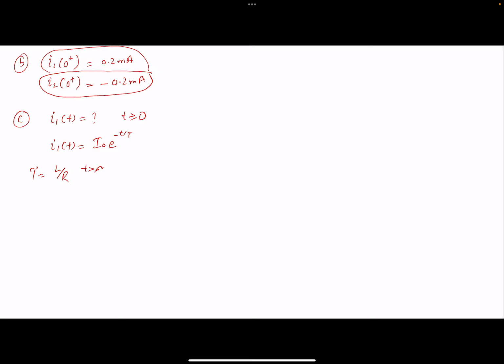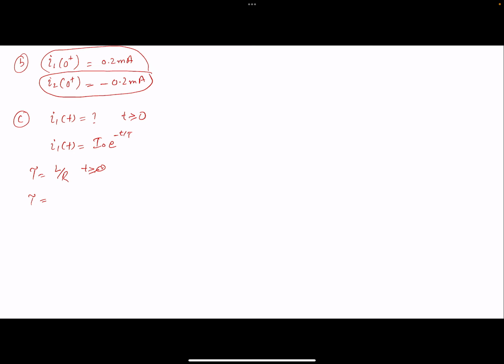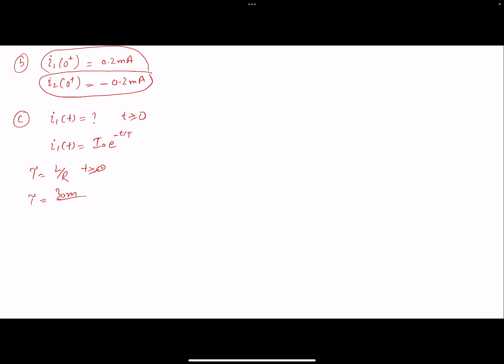For t greater than or equal to 0, the portion of the circuit is this: a resistor, another resistor, and here's an inductor. So we have 15K, 15K, and 30 millihenry. So here's an L, and the two resistors are in series, so I can easily find tau: 30 millihenry divided by 15K plus 15K. So tau will come out to be 10 raised to power minus 6. Okay, so I'm going to replace this value over here.